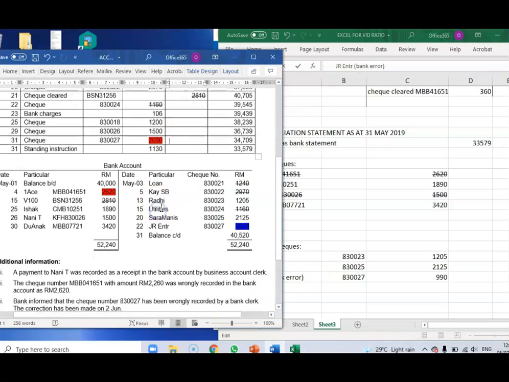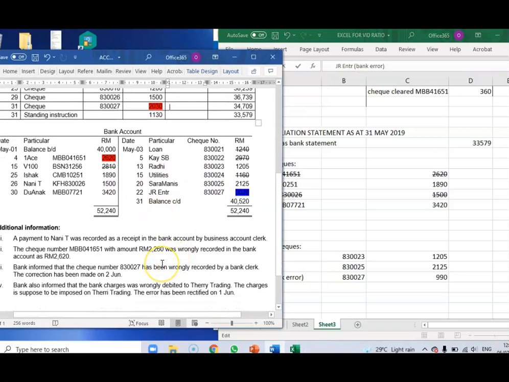Now let's have a look at the last adjustment, the last additional information. Bank also informed that the bank charges was wrongly debited to Terry. The charges is supposed to be imposed on Terry. It means you can clearly say that the bank is the one who made the error.